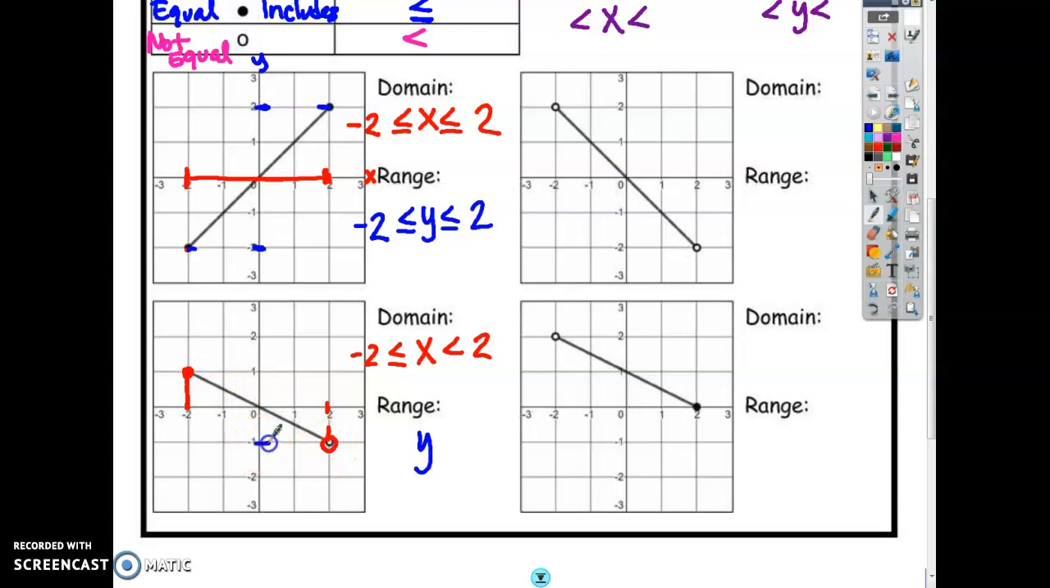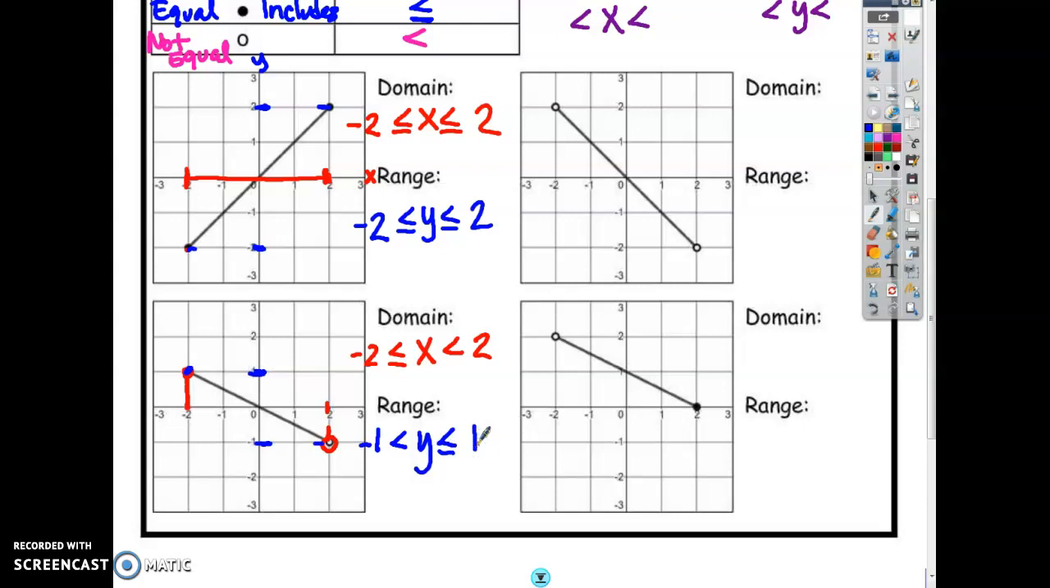So the lowest point right here that it goes to is -1. That's where my open circle is. So it's going to be -1 less than. Okay, no line underneath because -1 has an open circle. Okay, and it goes all the way up to what? To 1. And that's where my closed circle is. So I'm going to say less than or equal to 1.